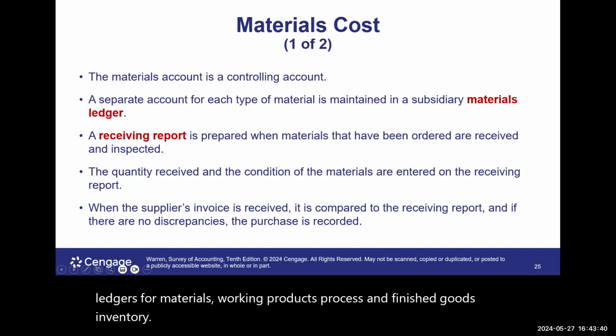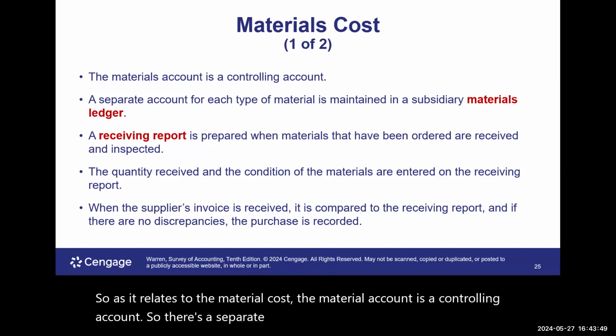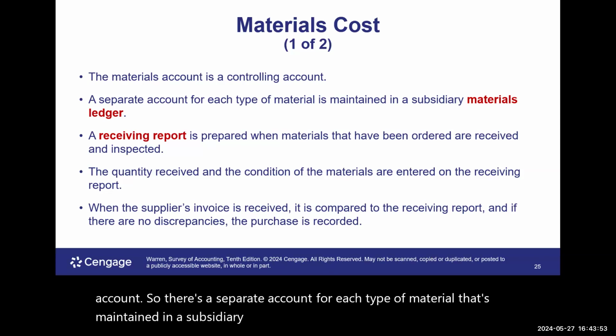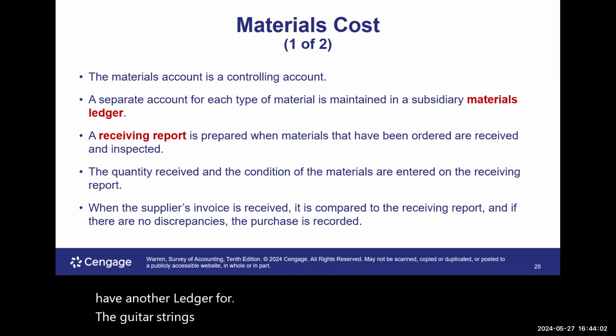As it relates to the material cost, the material account is a controlling account. There's a separate account for each type of material that's maintained in a subsidiary ledger. So we'll have one ledger for wood. We'll have another ledger for the guitar strings, another ledger for the guitar bridge and things of that nature.